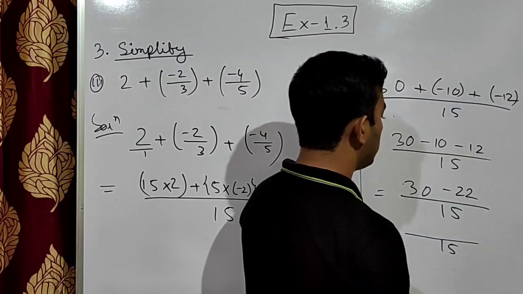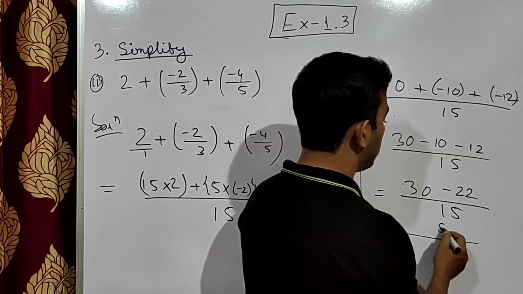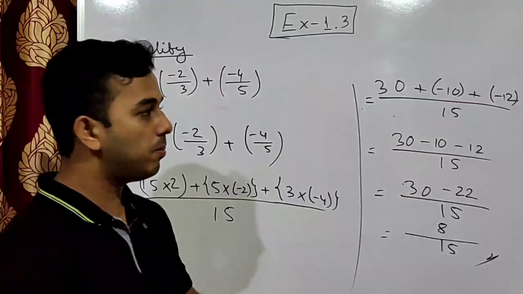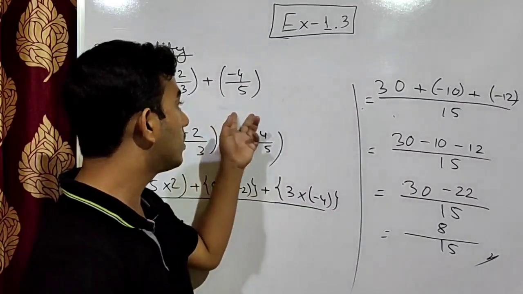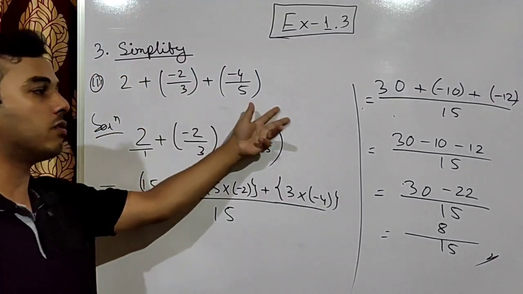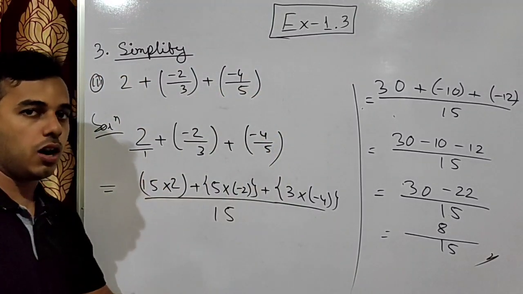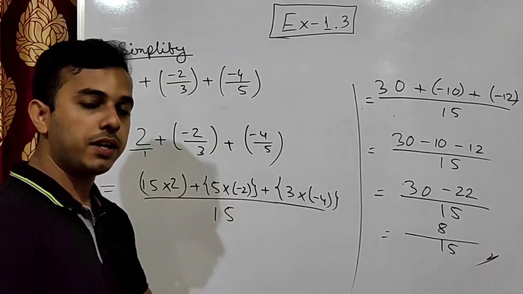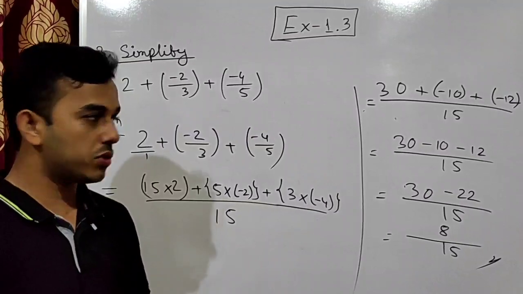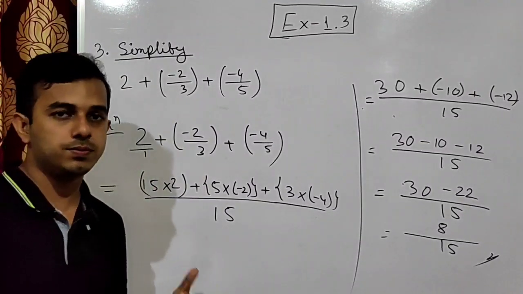Now 30 minus 22 is how much? 8. So 8 by 15 is the simplest form of this expression, that is 2 plus minus 2 by 3 plus minus 4 by 5. I hope you got how to simplify a given expression. Very good. So now let's move to our next question, that is question number 4.